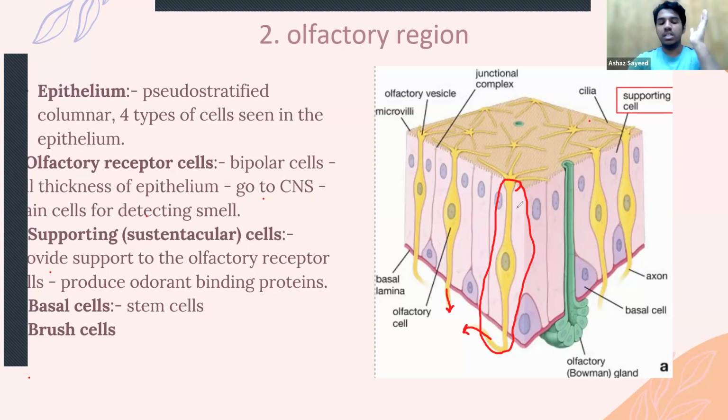That's it. Basal cells, again, wherever you see basal cells, those are your stem cells. And just like in the respiratory region, they don't cover the thickness of the epithelium. They're just at the base. Okay. Then you have brush cells. Nothing important.